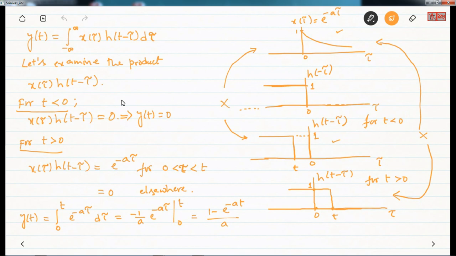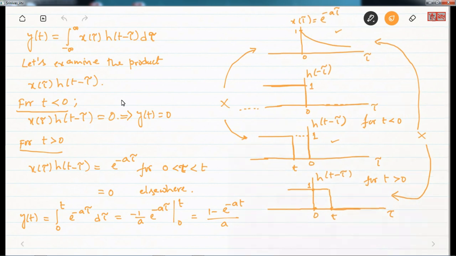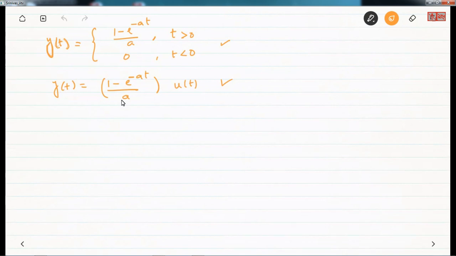Right? Yep. So now let's take another example. So this is example 2.7 from the textbook Oppenheim and Willsky.